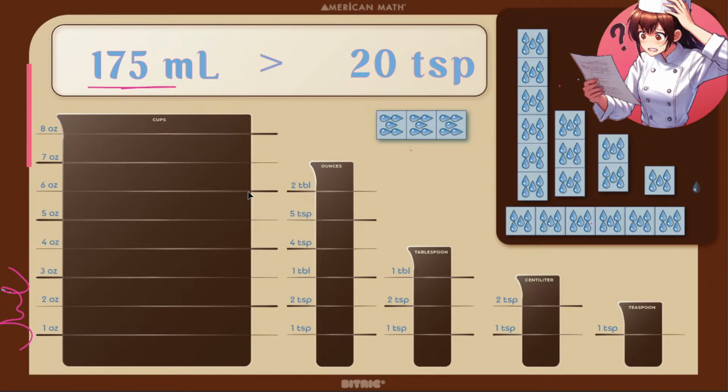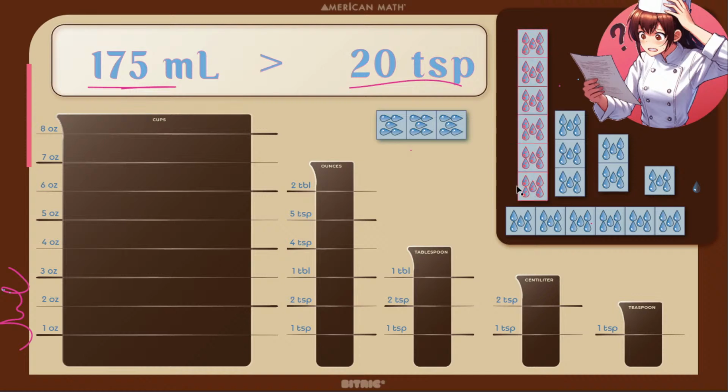Which one am I going to go with first? I think you can knock out 20 teaspoons. Let's go. Okay, we can do this. We always do. Oh, okay. All right, 20 teaspoons.